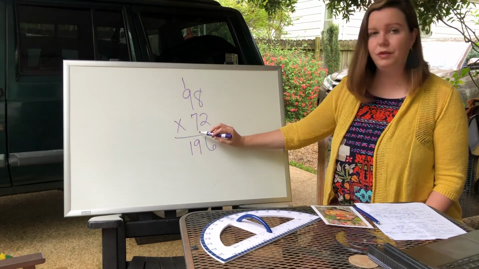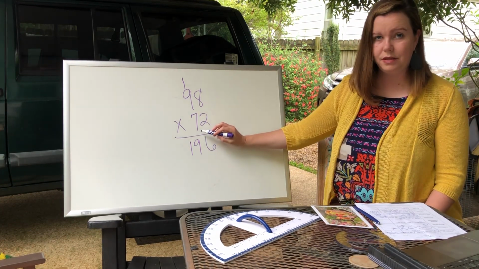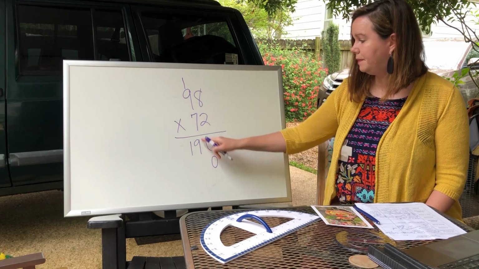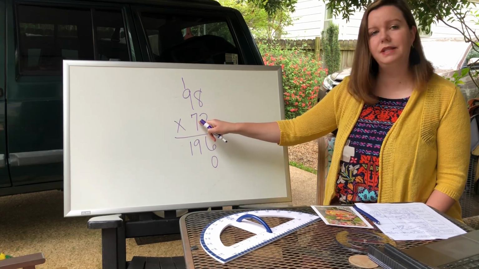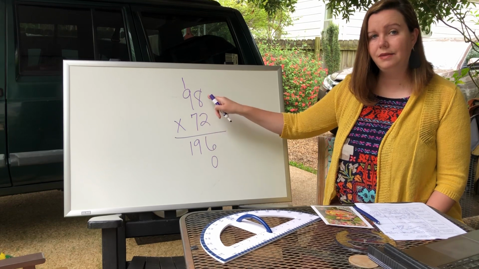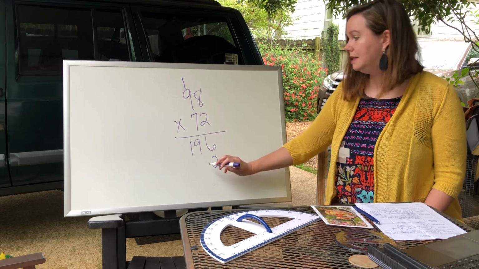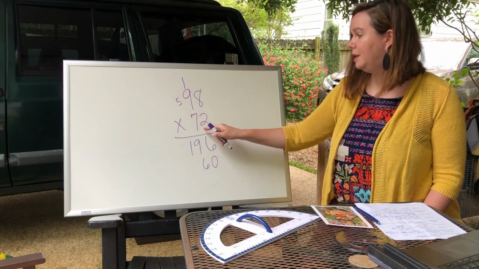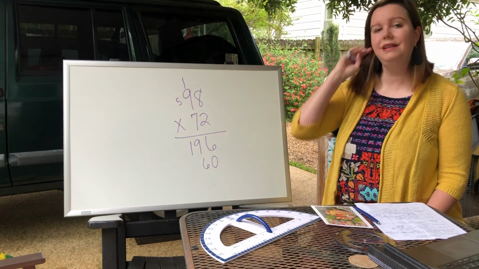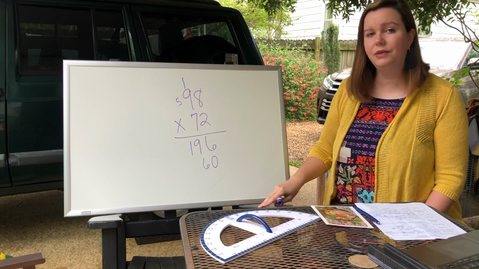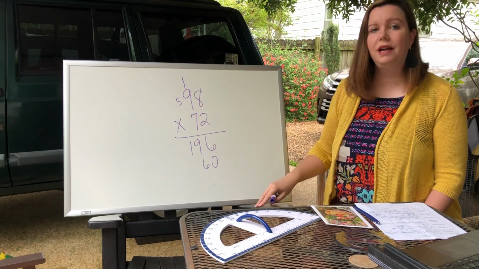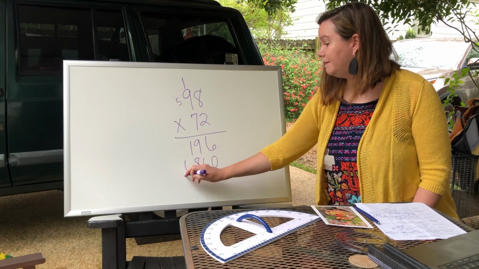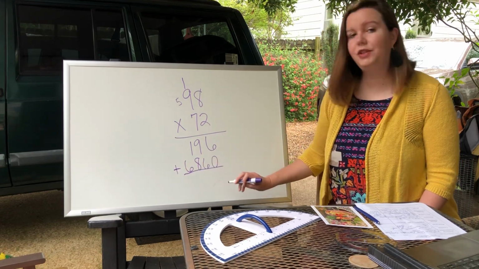Now you want to come over to your tens place, your 7. So we're going to hold a spot here. Now we're multiplying everything times the 7. 7 times 8 is 56. Regroup. 7 times 9 is 63, plus 5 is 68. You're going to add the 2.